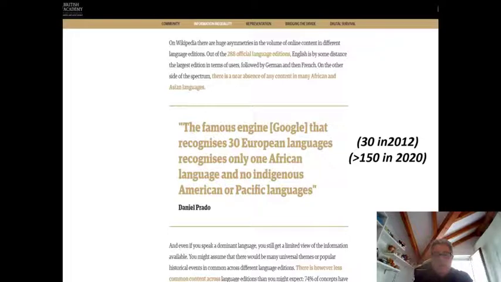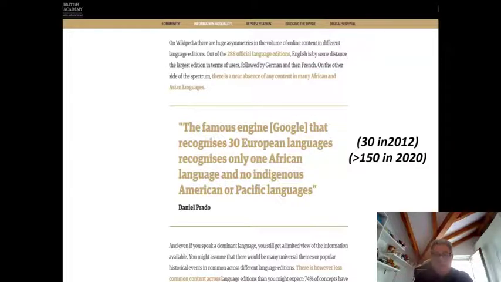So clearly the state of the art, the most advanced technology in the web is provided by Google, and Google has been pushing this idea of language translation, language support in the web now for years. And in 2012, Google was supporting around 30 European languages. Now, the situation has much improved, as in 2020, Google does support like 150 languages, not only from Europe.